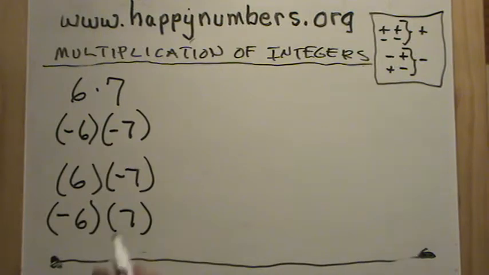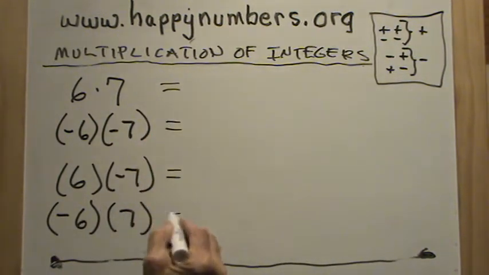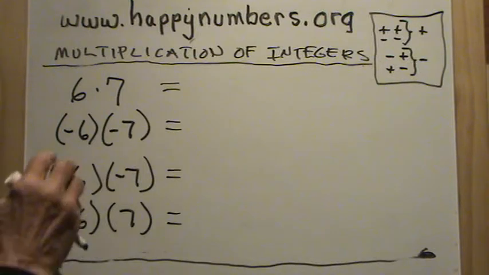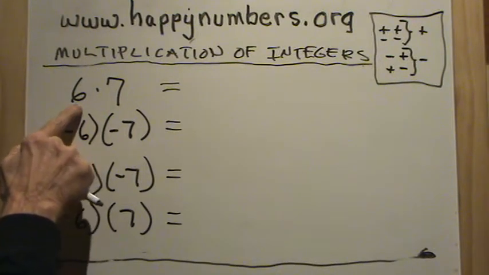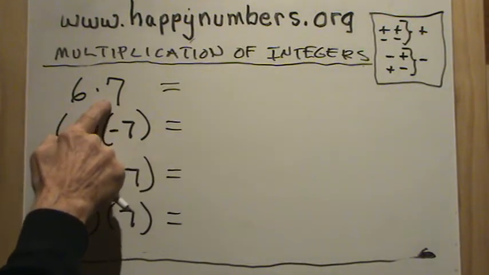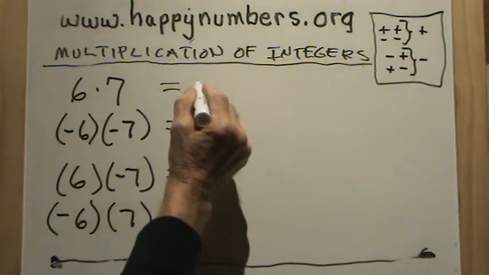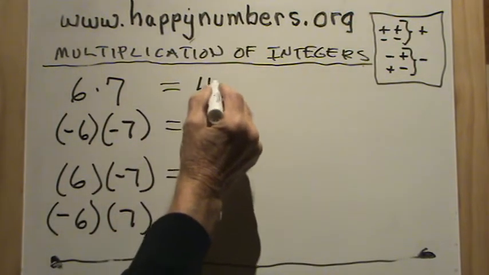Let's just take these 4 problems here. They all involve multiplying 6 times 7, and we know that 6 times 7 is 42. So we have a positive 6, and we know that's positive because there's no sign, times a positive 7, and we know that's positive, no sign. Well, we know positive and positive gives me positive, so the answer is 42.